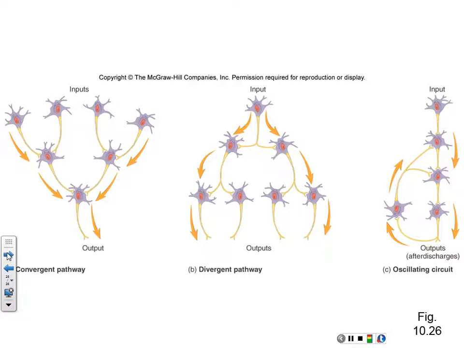Okay, so those are there. You see what I'm saying? You've got the inputs here converging onto one. And then here, you've got divergent, where you have one, and then it's going to many. And then here, oscillating, you see this collateral branch comes back and synapses with the presynaptic neuron and also synapses with the neuron itself. So those are the synaptic branches.